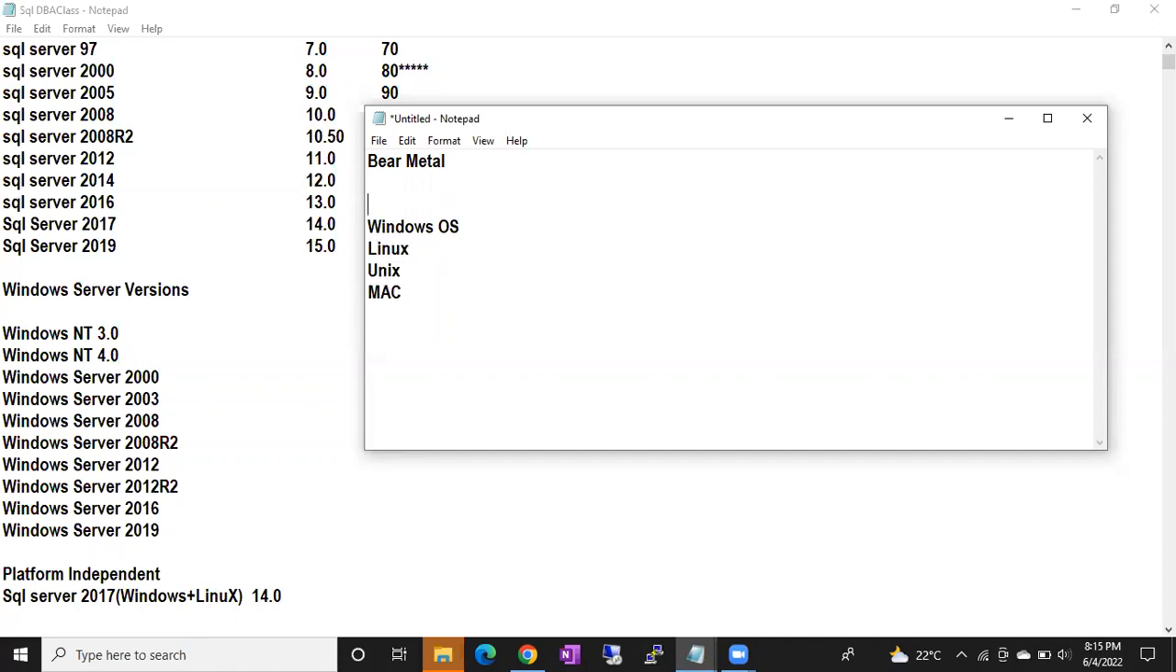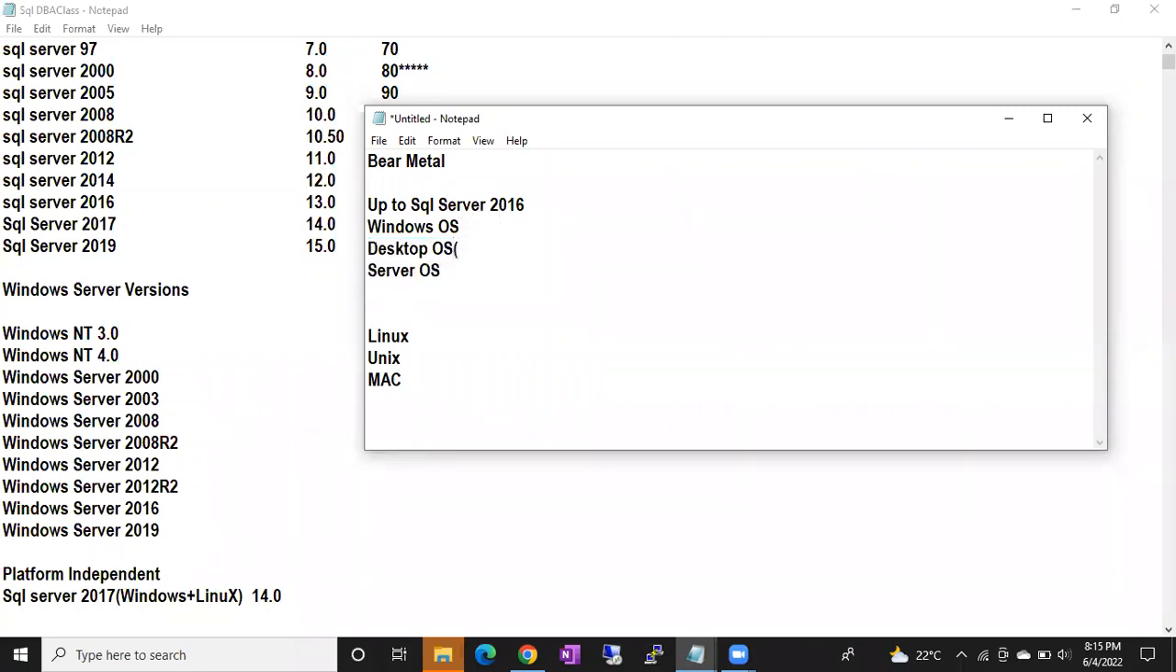Up to SQL Server 2016, guys, your SQL Server software is a platform dependent software, meaning you can install the software only on the Windows operating system. In Windows we again have two types of operating systems: desktop operating systems and server operating systems. You can install SQL Server on both. You can install it on Windows 7, 8, 8.1, Windows 10, and Windows 11 also. Those are your desktop operating systems.